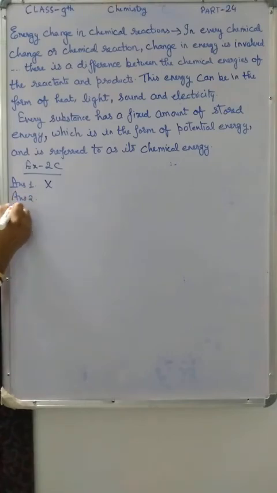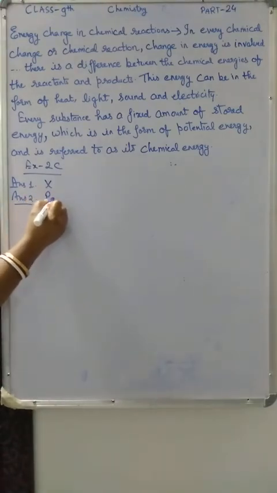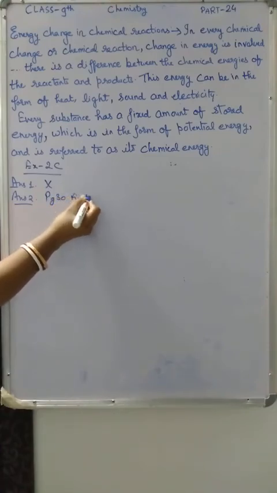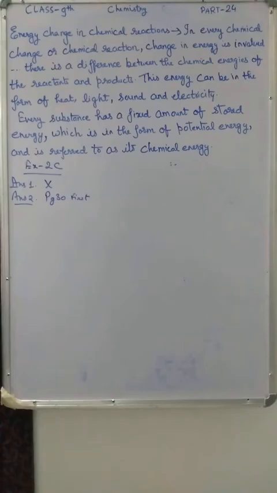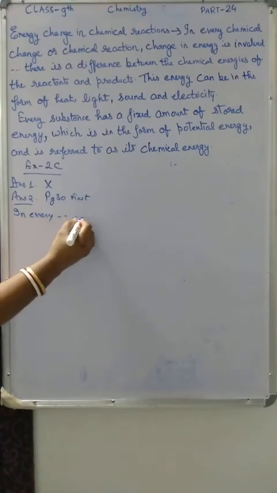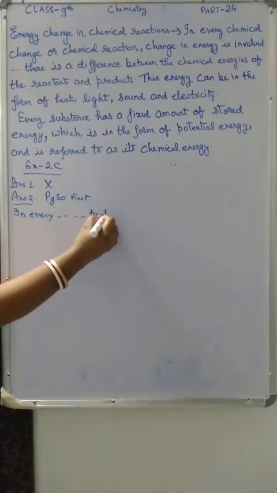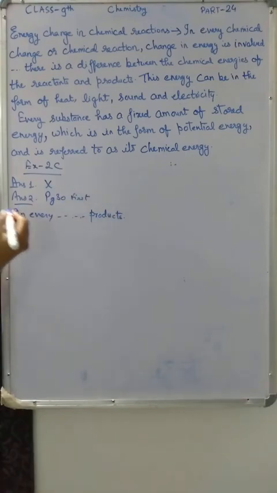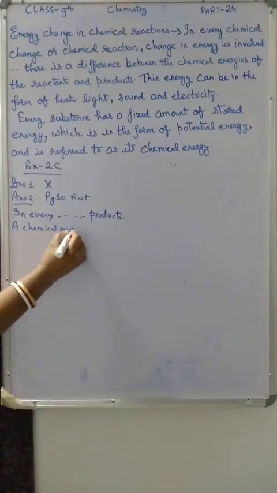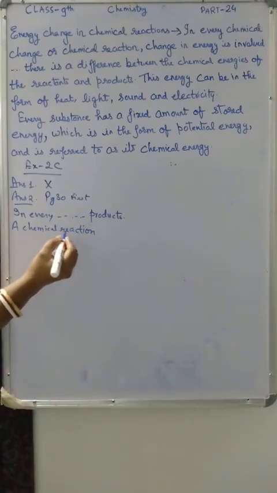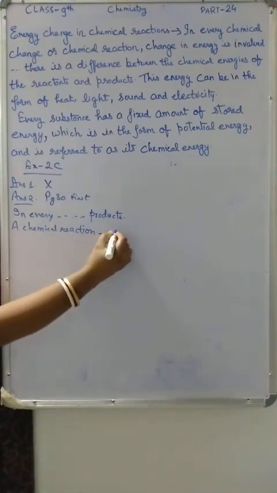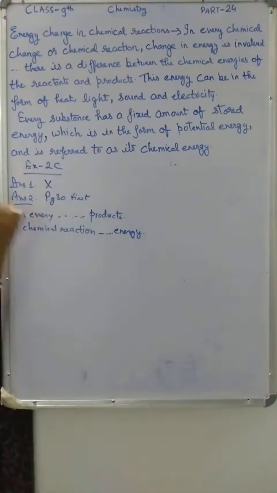Okay, answer number 2. Why is energy involved in a chemical change? You will get this answer on page number 30, in the first paragraph only. You have to start from "In every chemical change" and write till "products" in the first paragraph. Then from the second paragraph, you have to write from "A chemical reaction", and in the fourth line, you have to write till "energy". So this is the answer of the second question.